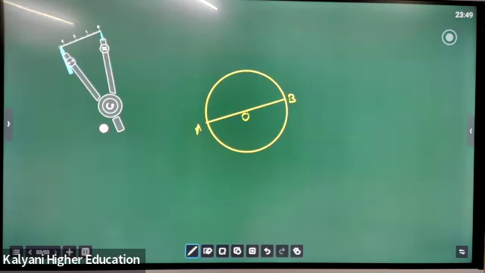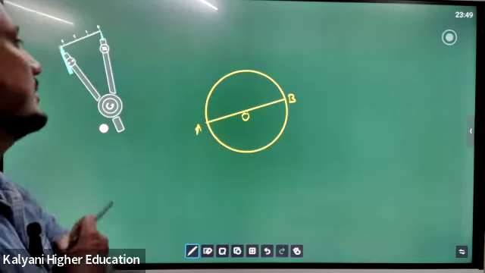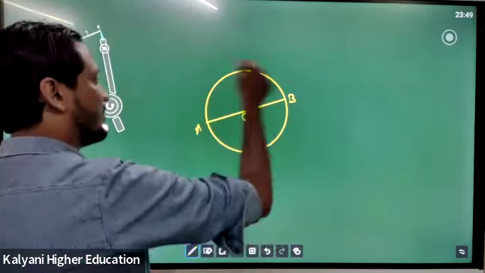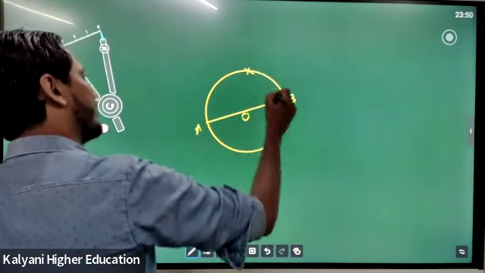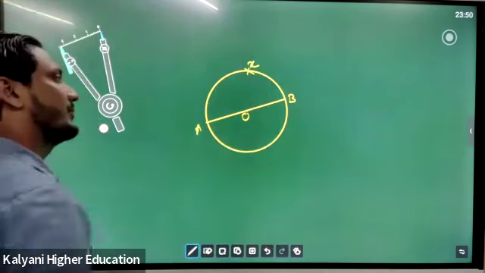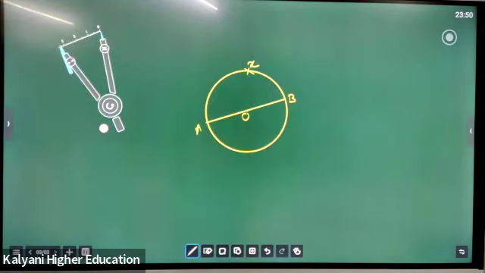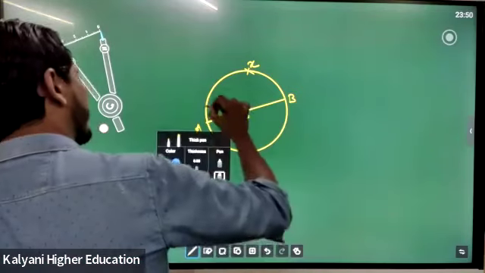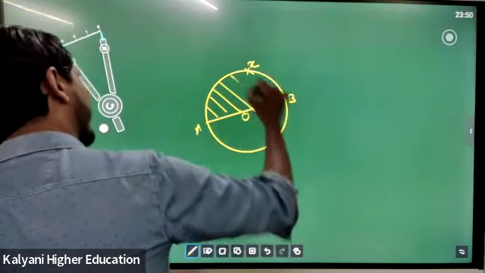Next, mark a point X on the circle distinct from A and B. That means don't mark on A and B. Mark any other point as X. I'll mark it here. This is X. Next, shade the sector AXB. I'll shade this one. Sector shaded. Next.